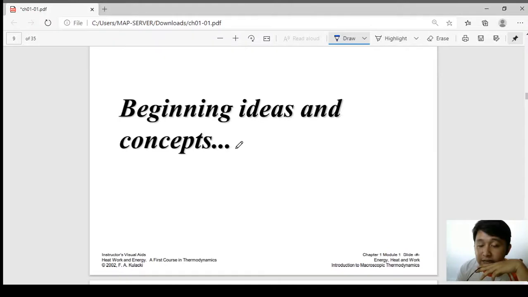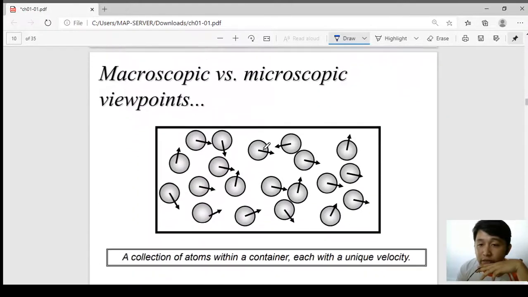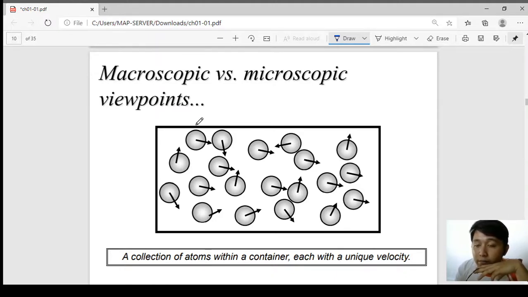So we have the beginning ideas and concepts for thermodynamics. We have the macroscopic viewpoint and the microscopic viewpoint, or approach. In order for us to study thermodynamics, we have two kinds of approaches. The macroscopic approach is the study of thermodynamics in which we study the general behavior of a system. In the microscopic approach, we study the average behavior of the molecules, atoms, or particles inside.